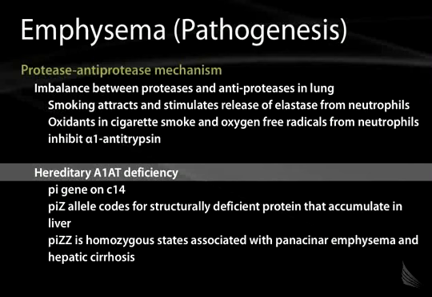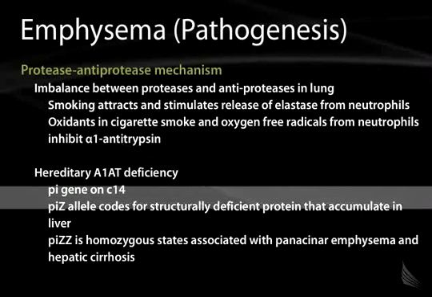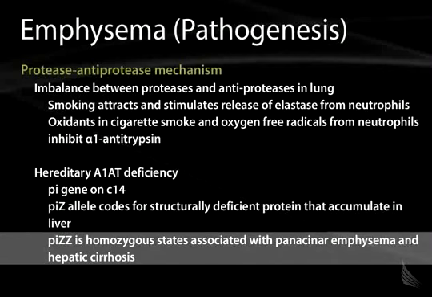Hereditary alpha-1 antitrypsin deficiency is found on the Pi gene on chromosome 14. The Pi Z allele codes for structurally deficient proteins that can accumulate in the liver. The Pi ZZ homozygous state is associated with pan-acinar emphysema and early hepatic cirrhosis.